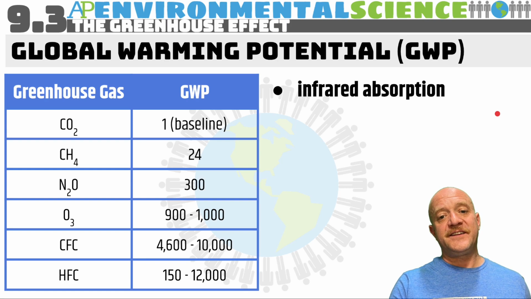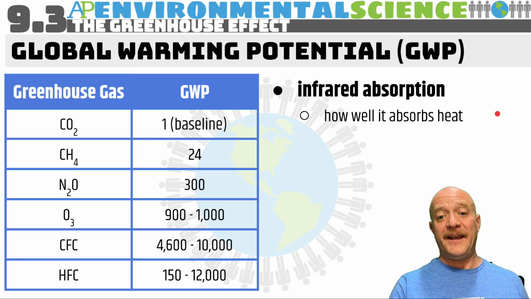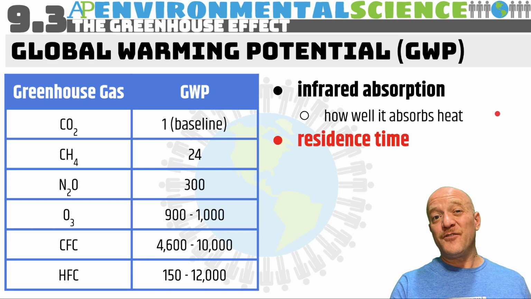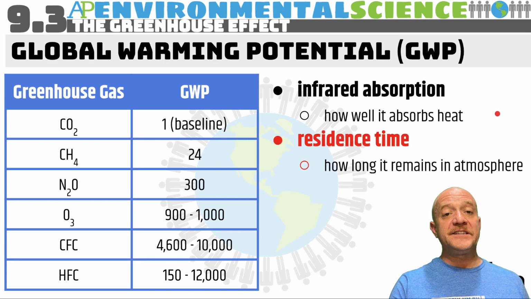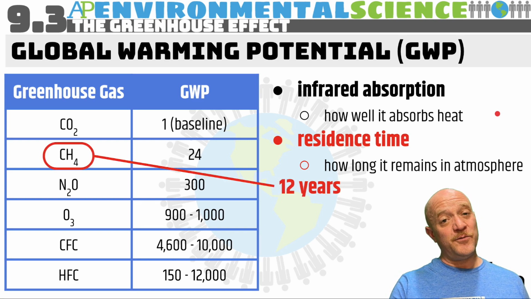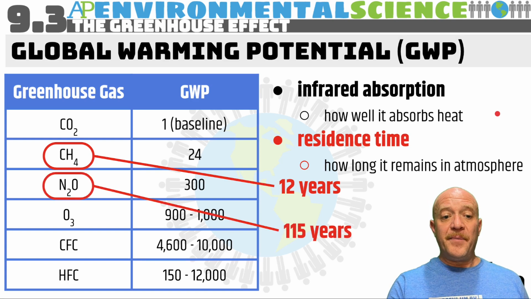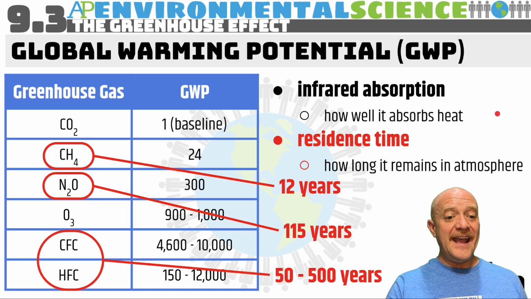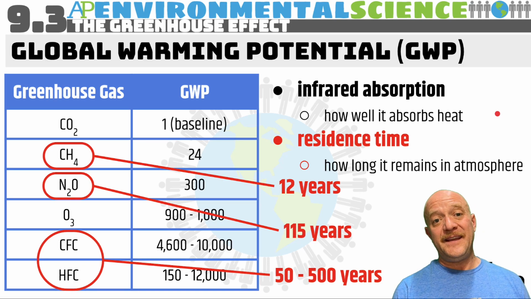But we don't just consider their warming potential. That's because they can absorb infrared radiation, and we basically are determining how well it absorbs heat. But we also have to calculate the residence time. In other words, how long it remains in the atmosphere. So methane can stay in the atmosphere for 12 years, which is why it has a much higher warming potential. But nitrous oxide can stay in the atmosphere for over 100 years. And CFCs and HFCs can be in the atmosphere for up to 500 years.